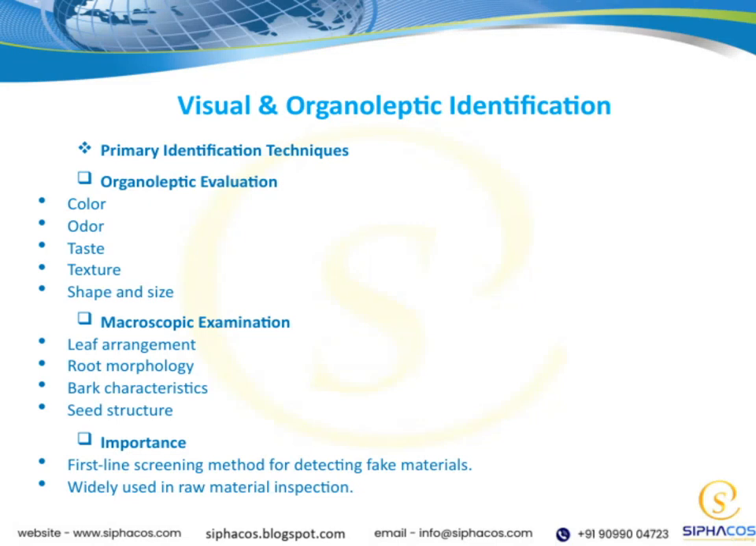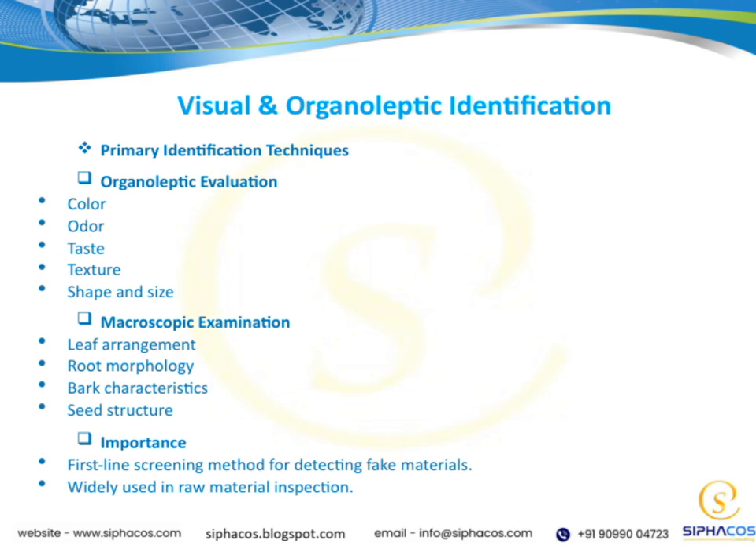Now, let's explore the visual and organoleptic identification methods, focusing on primary techniques used in material verification. First, we have organoleptic evaluation, which involves using our senses, color, odor, taste, texture, and even shape and size, to identify materials. These are practical, immediate checks that can give us quick clues about authenticity or quality. For example, noticing a specific color or scent can often tell us a lot about a sample without needing complex tests. Next, we have macroscopic examination.